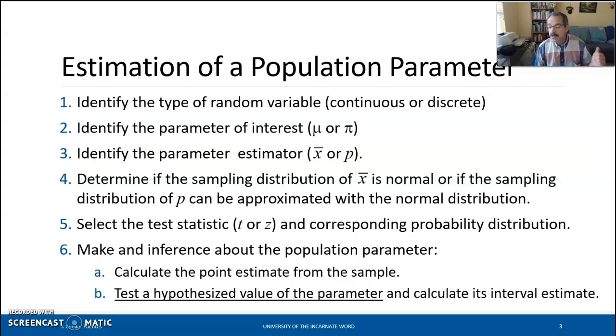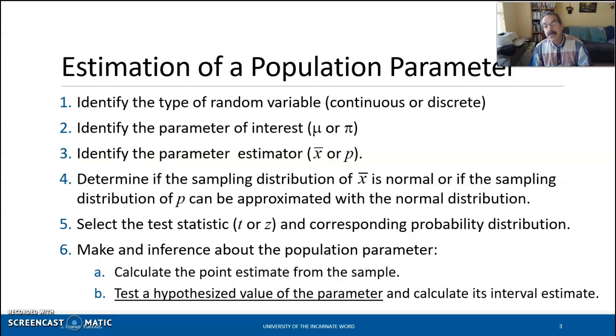So number one, you need to identify the type of random variable. You either are working with a continuous random variable or a discrete random variable. The next step is to identify the parameter of interest. In the context of this module and in module 7, when we work with a continuous random variable, the parameter of interest is the mean of that continuous random variable.